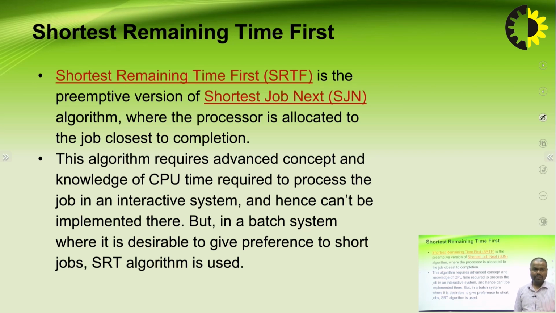Okay, the preemptive version of the shortest job first, SJF, algorithm. The CPU is allocated to the job closest to completion. This algorithm requires advanced knowledge of the CPU time required to process the job in an interactive system, and hence can't be implemented there. But in a batch system, it is desirable to give preference to short jobs, as the SRT algorithm does. For the preference desirable in a batch system, we are using shortest remaining time first. This is the preemptive type of SJF.